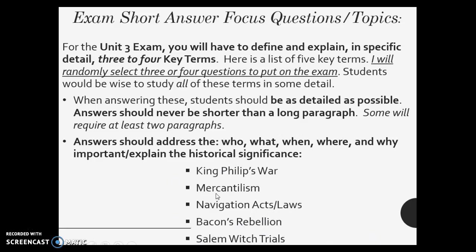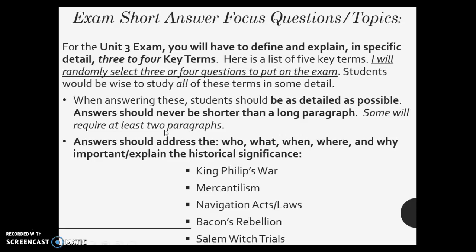When you answer these, you've got to be as detailed as possible. Assume no knowledge on the part of the professor, me, who's grading this. Explain this as if you were teaching it to someone. So all the detail. These should never be shorter than a long paragraph, 5, but usually more like 7 sentences or more. If you answer some of these questions, you're going to take a couple paragraphs.